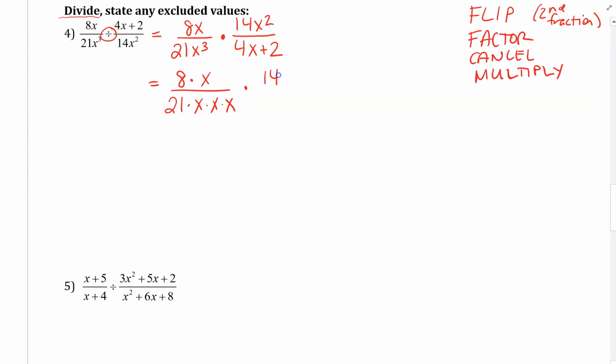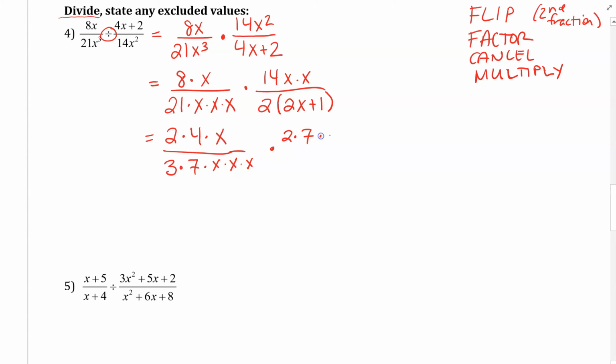And then I've got 14 and x times x, and then I can take a 2 out of this binomial, and I'll be left with 2x plus 1. So maybe I should factor the numbers a little bit just to kind of see what we're dealing with. So the 8 can be broken into 2 and 4. The 21 could be broken up to 3 and 7.